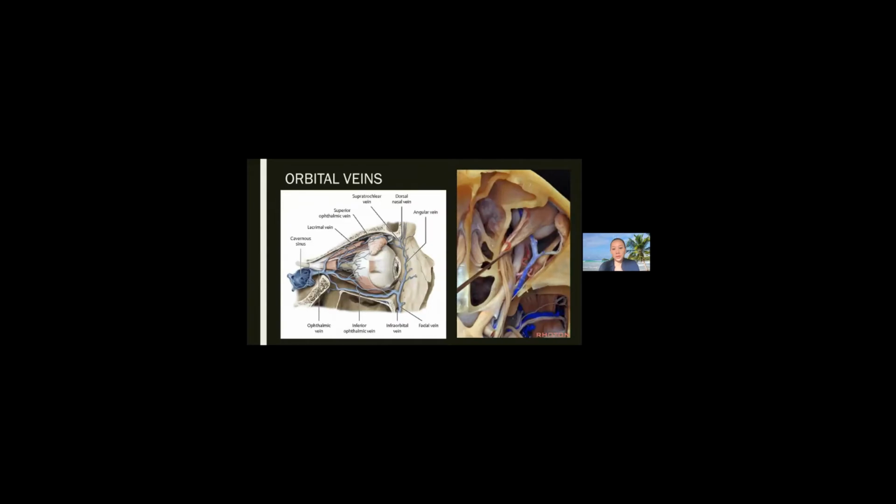The orbital veins are quite variable. So the main ones to remember are the superior ophthalmic vein and the inferior ophthalmic vein, which meet and drain into the cavernous sinus. Typically, your superior ophthalmic vein goes through the superior orbital fissure and the inferior goes through the inferior orbital fissure. It's also important to note that the superior ophthalmic vein usually courses from medial to lateral in the orbit, and the inferior ophthalmic vein courses lateral to medial.